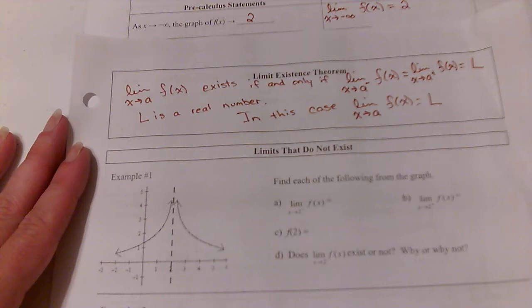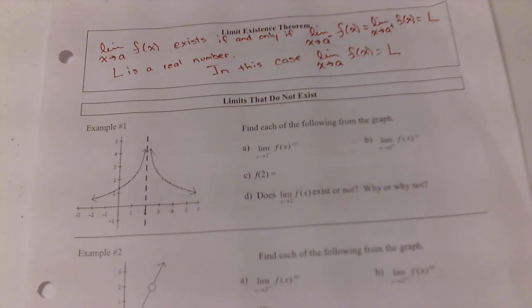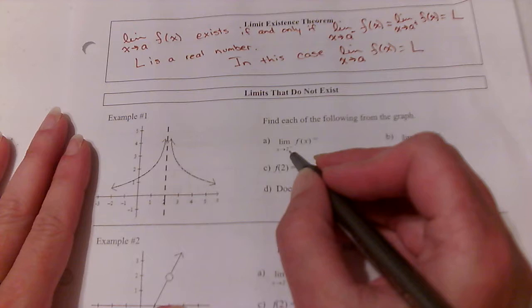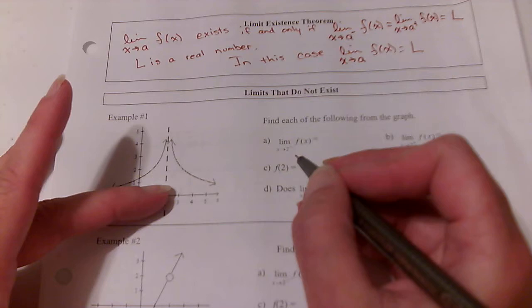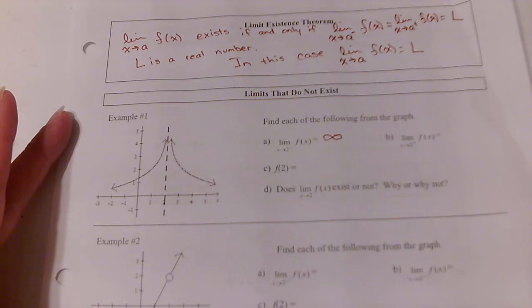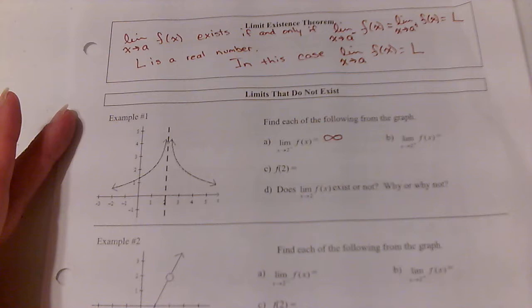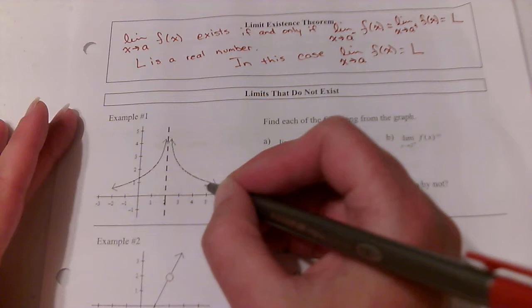So the first one. Example one. The limit as x approaches 2, and that negative sign means from the left. So we're coming in this way. What's the graph doing? Well, the graph is going uphill. It's going to keep going to infinity and beyond. Well, maybe just to infinity. Okay, let's go from the right side. Oh, it's going up, up, up.